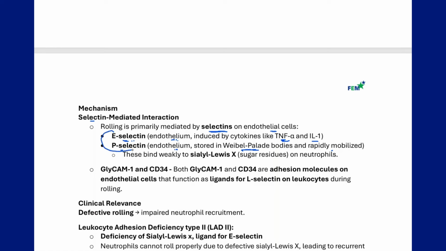This P- and E-selectin on the endothelial cell are going to bind to sialyl Lewis X on the neutrophil. So on the neutrophil, we have our sialyl Lewis X, and that's what they're going to bind to. Once they bind to it, that's what allows them to roll. The other thing we have is GlyCAM-1 and CD34. Both are adhesion molecules on the endothelial cell that function as ligands for L-selectin on the leukocyte.